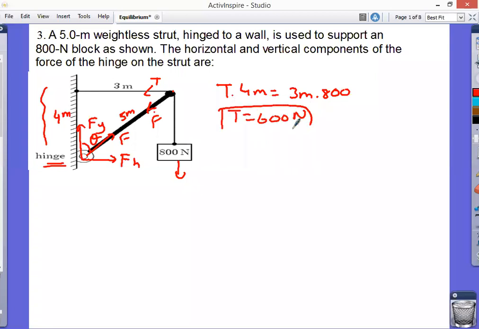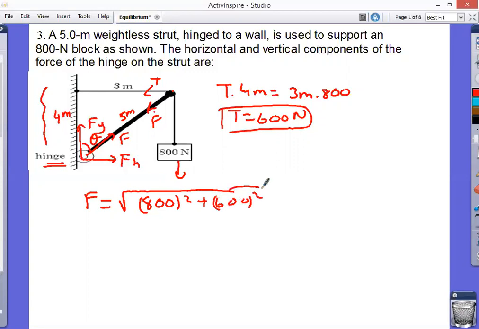This is T. Why we need T? Because we have to find the components of the F. So that's why we need T. So to find the F, what are we gonna do? F equal. Now we know the T, which is 600 Newton, right? It's given, and we have 800 Newton block over here. So we are gonna just apply Pythagoras over here. 800 square plus 600 square. This is going to give us our F, okay? So when you do this, you're going to get F as 1000 Newton, okay?